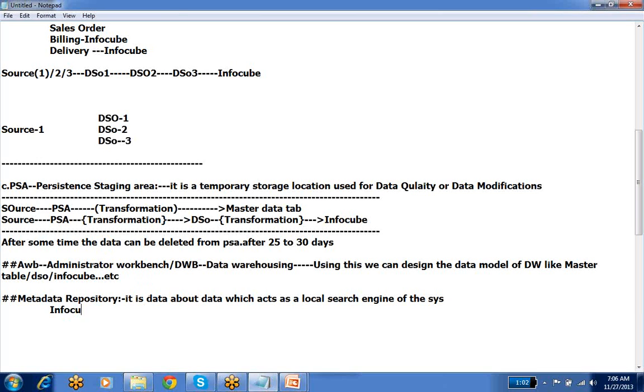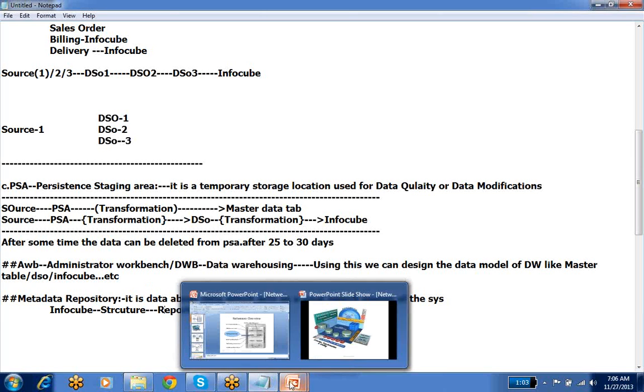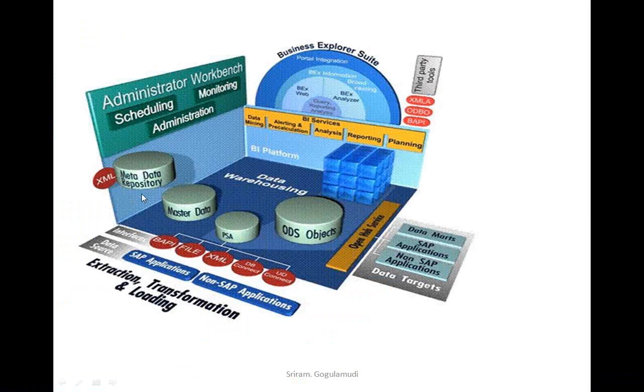Let's say I've got some InfoCube. I want to find the structure of the InfoCube, what objects are used, and what reports are generated on the InfoCube. Where are we going to search? Under the metadata repository. This is automatically generated metadata. We don't generate any metadata manually. All this is automatically generated metadata.